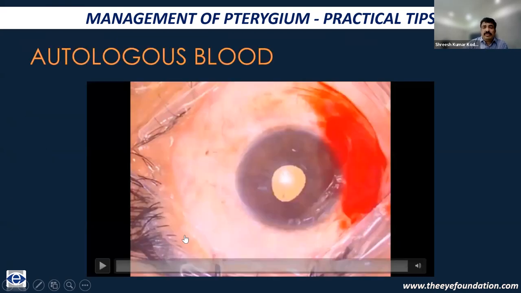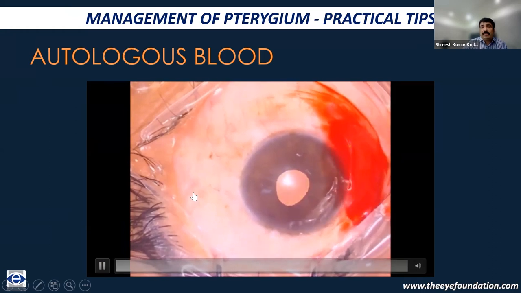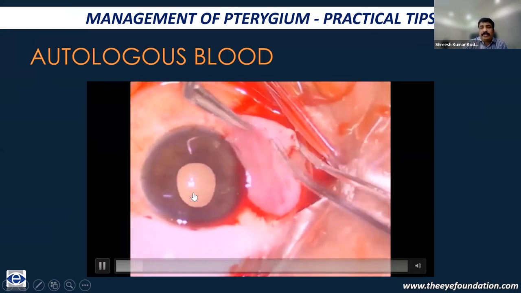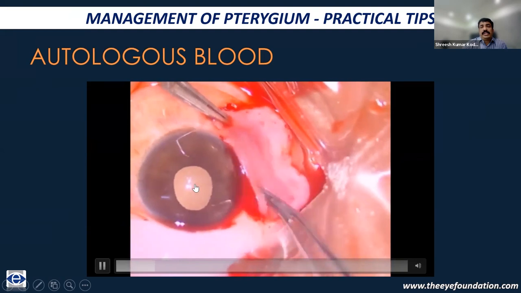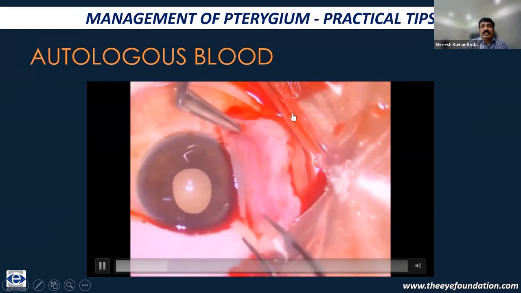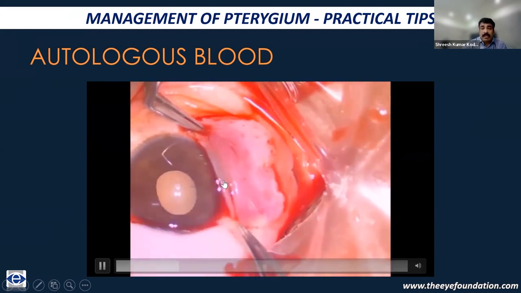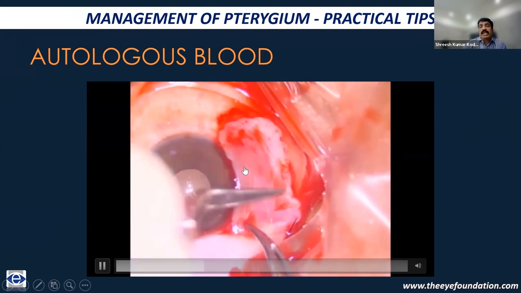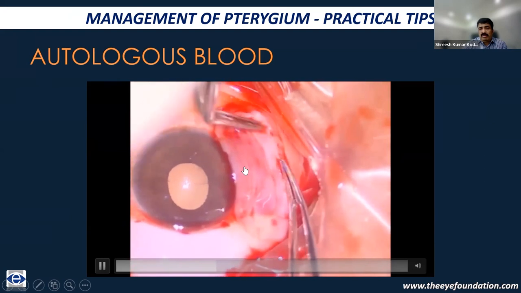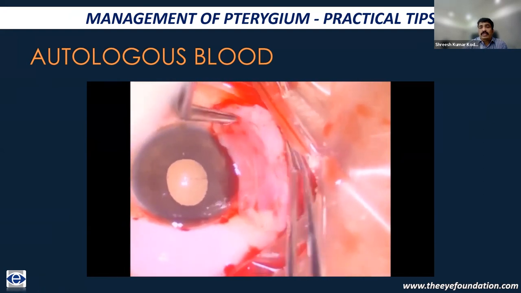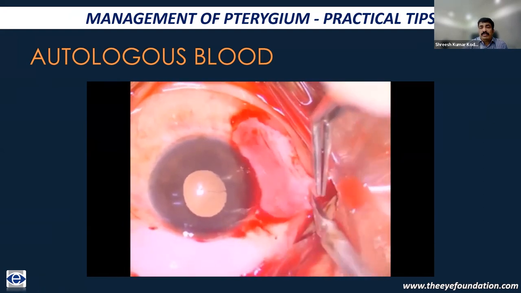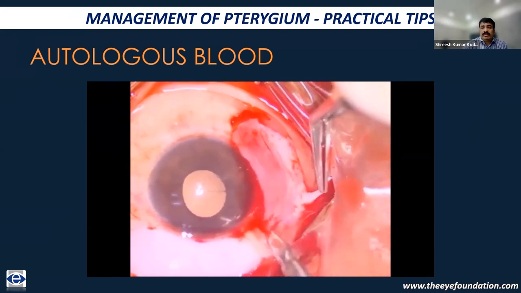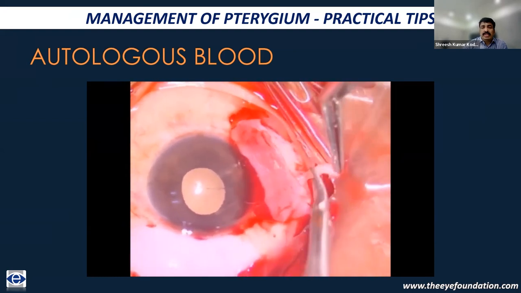A few more slides. This particular technique of autologous blood is a cheap method of graft fixation, so anybody can try it. The one thing is, the graft should not be placed on clotted blood. If you see here, it's clotted blood on which I am placing the graft. It will not stay, so it is not stable. When you are trimming the graft itself, you can make out the graft is totally unstable. It just comes off.